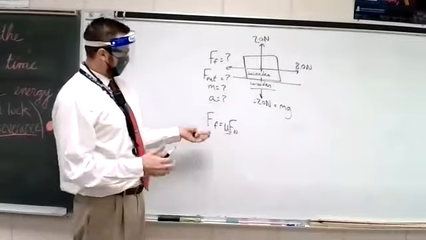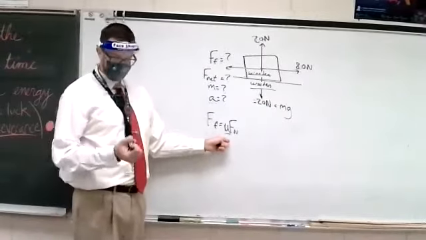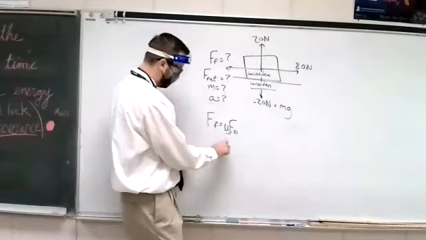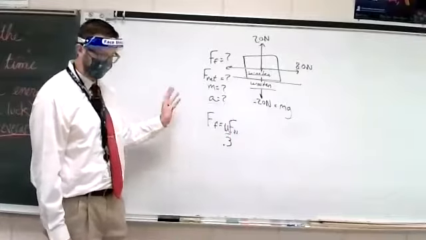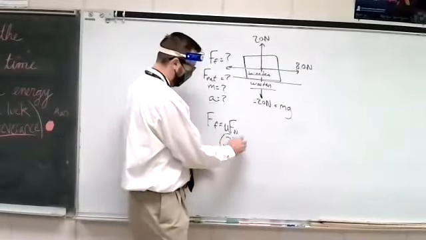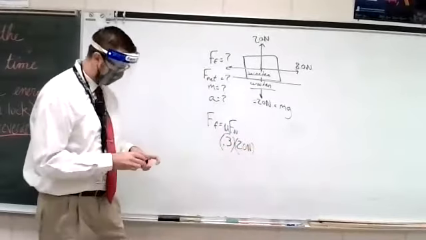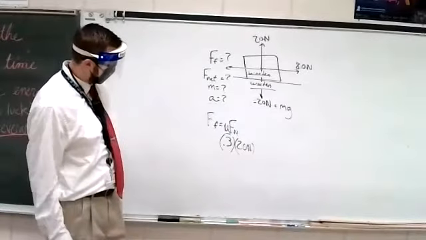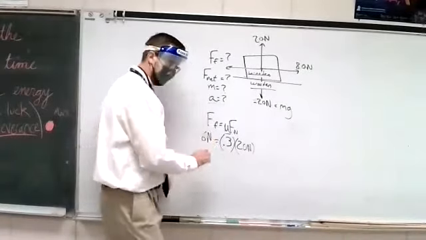And so I'm going to use just a value of 0.3. Really, you could queue up a resource and see a table of values for different coefficients of friction for all sorts of different surfaces. I'm just going to use the 0.3. The normal force is 20. So the frictional force is, what is 0.3 times 20? 6. So that's going to be my answer.